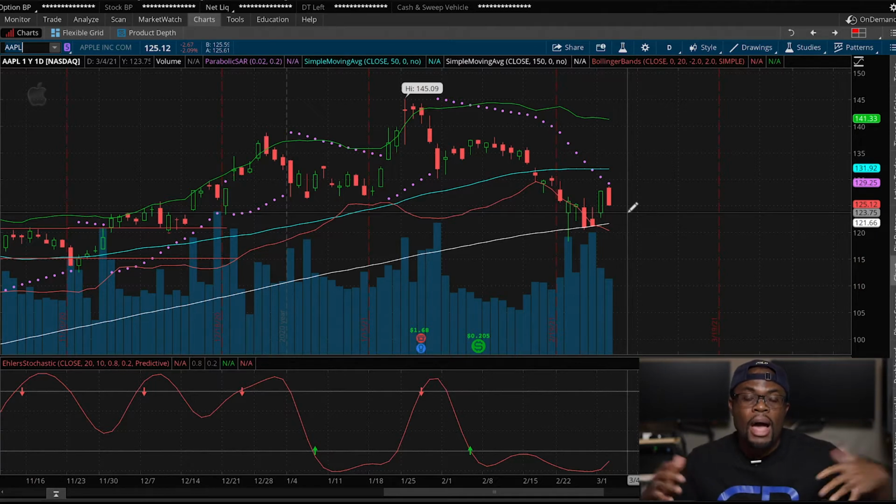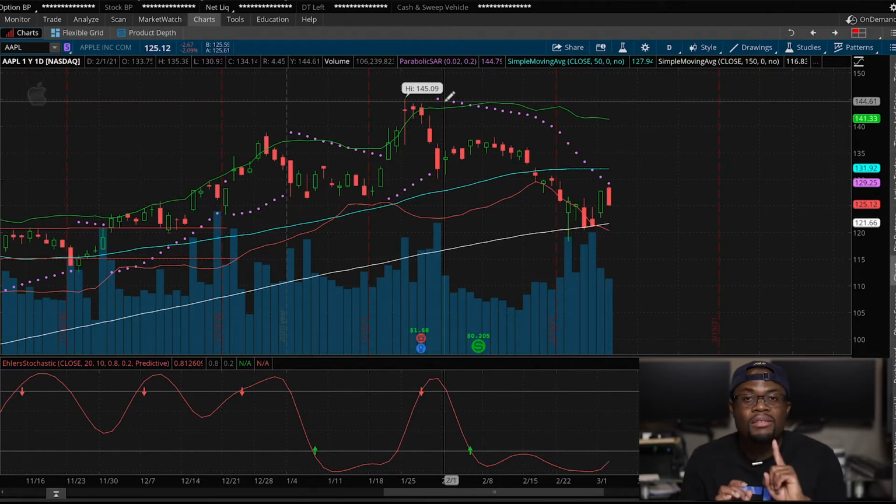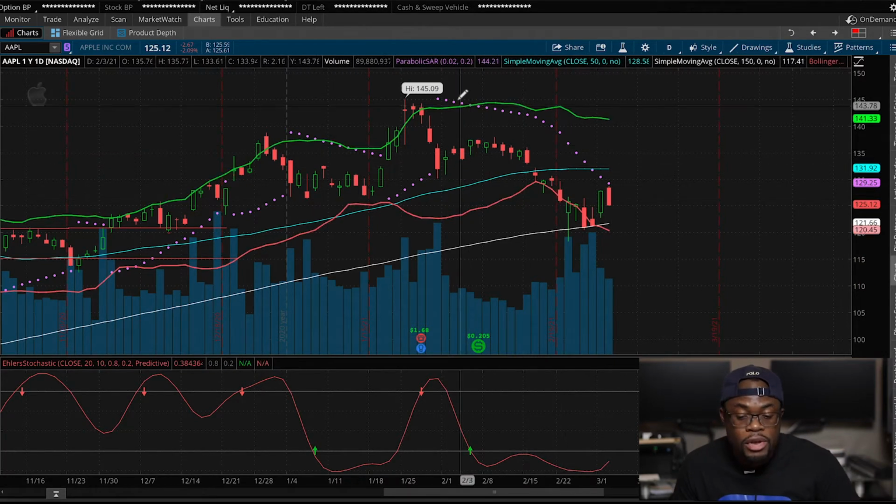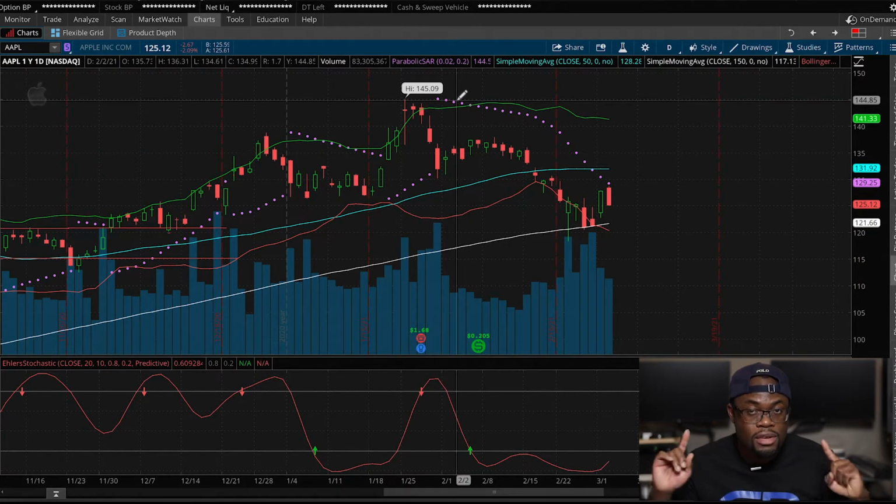But now, how do you know how long it's going to take before we get there? So here's what to do. Let's find the difference between 145 and 125. That's easy math. It's only 20 points. So to go from 125 to 145, there's a 20-point difference. How do I figure that out?